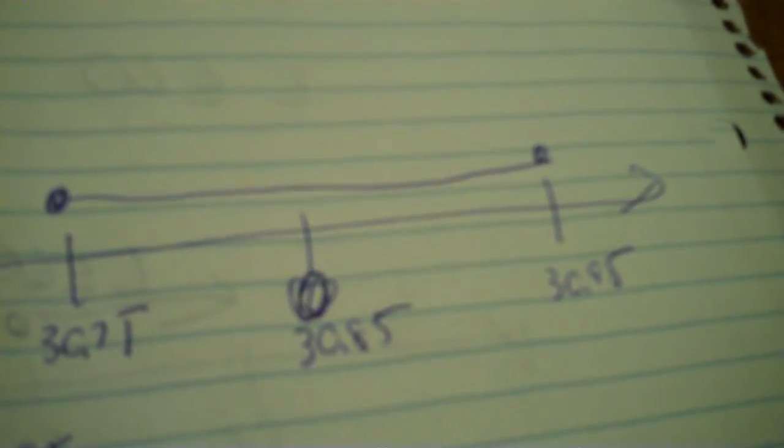Connect them, and you have your range. That's how you do a range. One in the middle, two on the end. Now we put W, 30.75, 30.95.